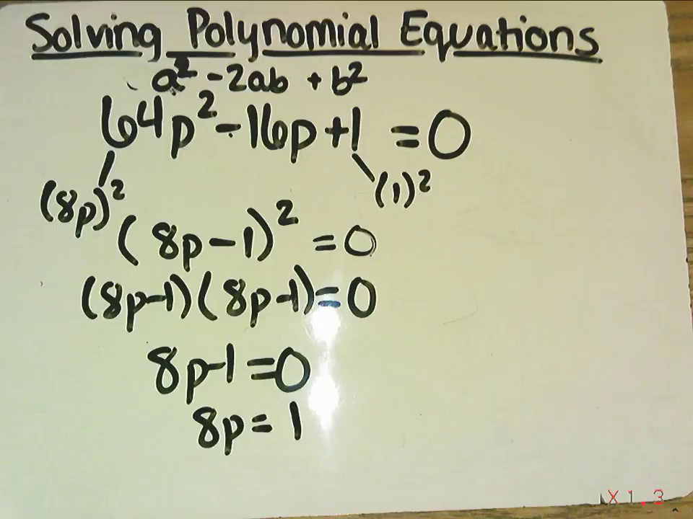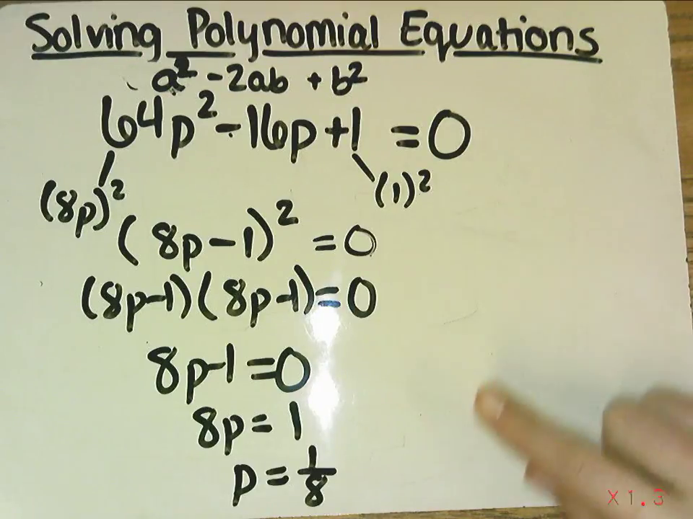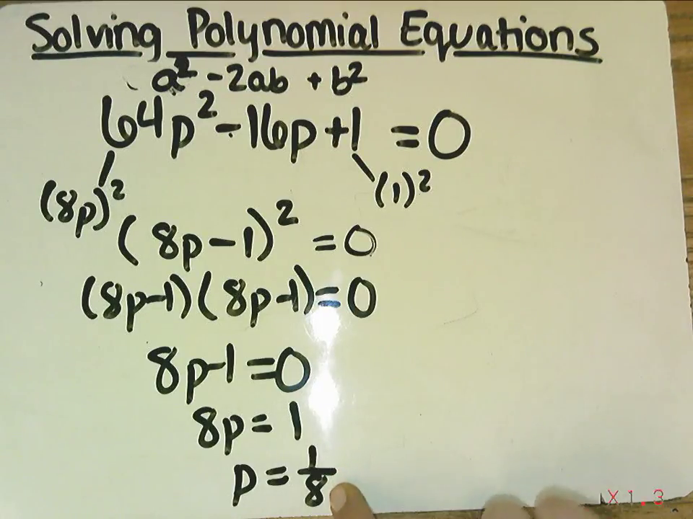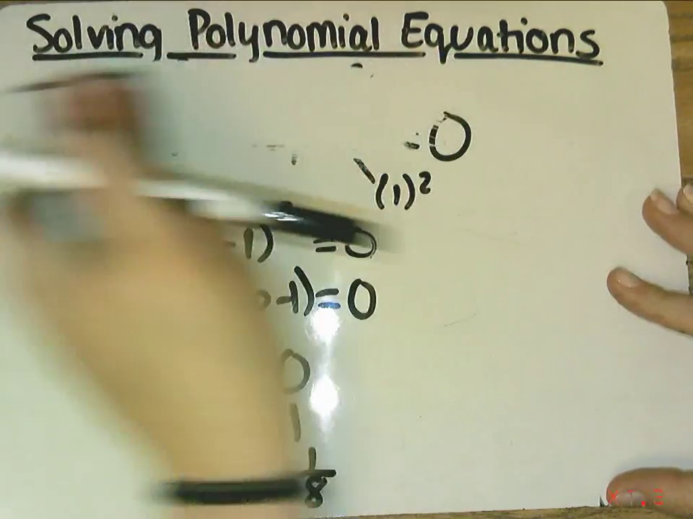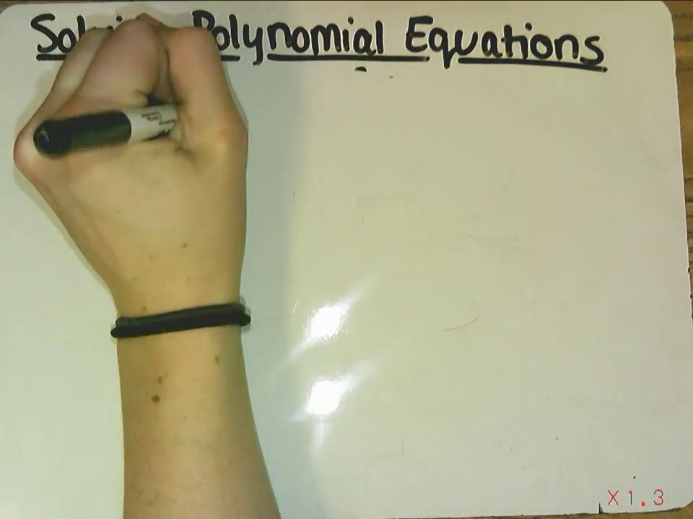When I solve this, I'm going to add 1 to both sides. 8p equals 1. I'm going to divide both sides by 8. p equals 1/8. And this is your solution to your equation. You can always double check your answer by substituting this value into your polynomial and making sure that it equals 0. I'm sure if you were to do that in this case, it would equal 0. We're going to look at one more that is even more slightly complicated, but nothing we can't handle.